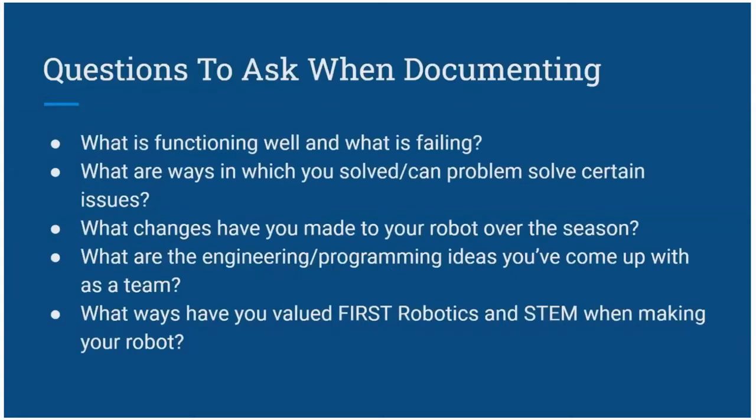Some questions that you may want to ask yourself when documenting are: what is functioning well and what is failing? And this can apply to either your team or your robot. And what are ways in which you could solve or problem solve certain issues? What changes have you made to your robot over the season? What are the engineering or programming ideas that you've come up with as a team? And what ways have you valued FIRST Robotics and STEM when making your robot?